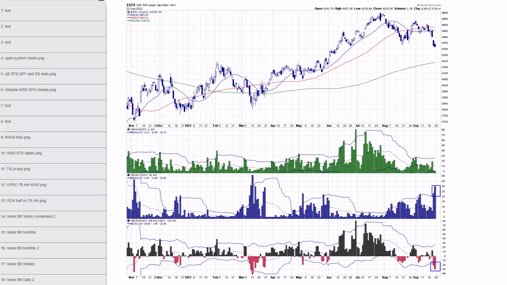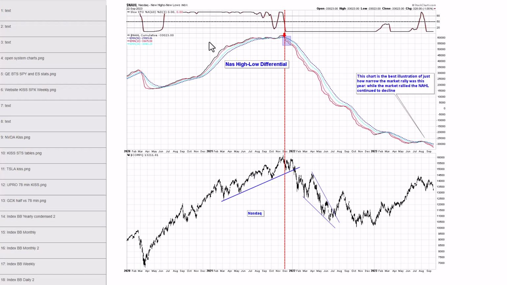Chart 59, here's the NAHL, NASDAQ new highs minus new lows. And guys, this is the best illustration of just how narrow the market rally has been this year. Okay, so look at this. The market bottomed in 2022. We had a heck of a rally this year, especially in the Qs. Well, look at what this did.